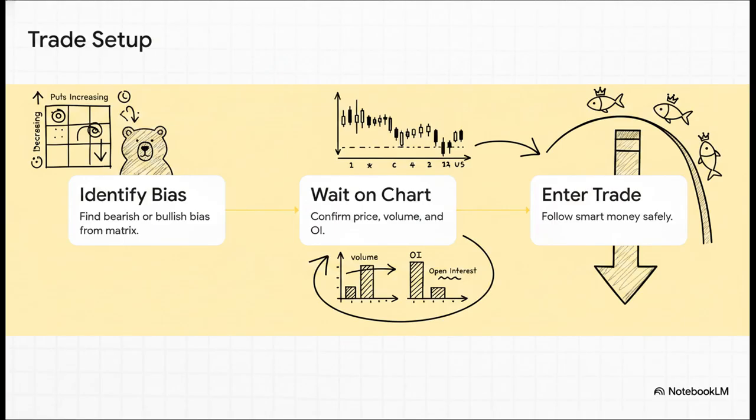Step 2. And listen, this is the absolute secret to protecting your capital. You wait patiently for chart confirmation. You want to see the price actually drop below a key support level, backed by volume and open interest that are both sitting higher than their 20-period averages. Once all three of those signals perfectly align, step 3 is entering the trade safely right alongside the smart money.